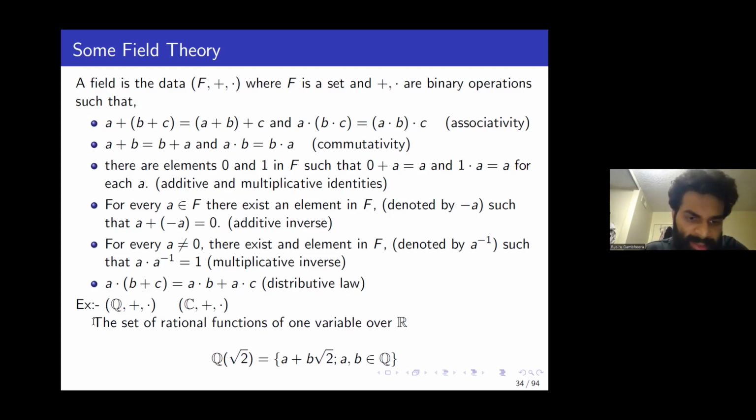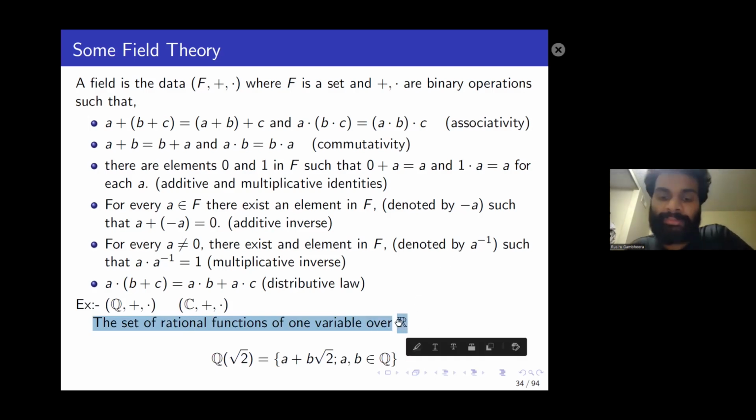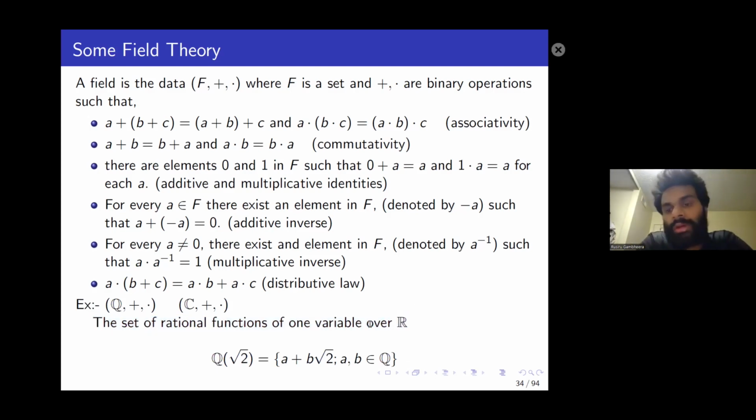And look at the second example, the set of rational functions of one variable. What's a rational function? A rational function is a polynomial divided by a polynomial, right? If you take all the rational functions with real number coefficients, that's also a field. You can take the reciprocal of a rational function, that means you can take an inverse, you can add rational functions, multiply them, and so on. It is a field.